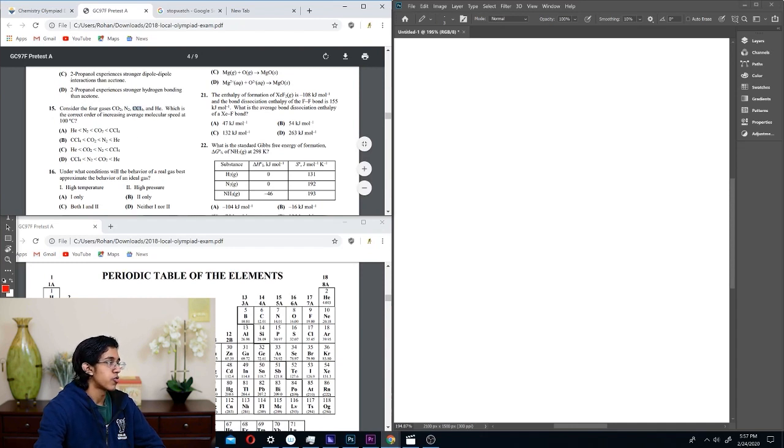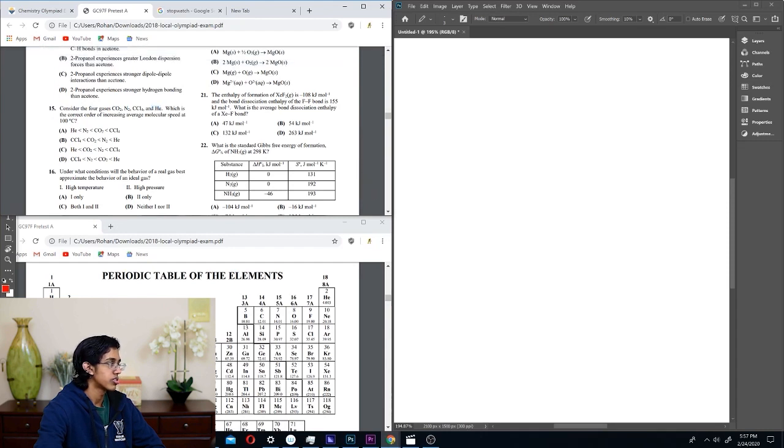So CCl4 is massive, CO2 is next, N2 is relatively small, and He is the smallest. Increasing, we want to go from biggest to smallest. So 3, 1, 2, 4.